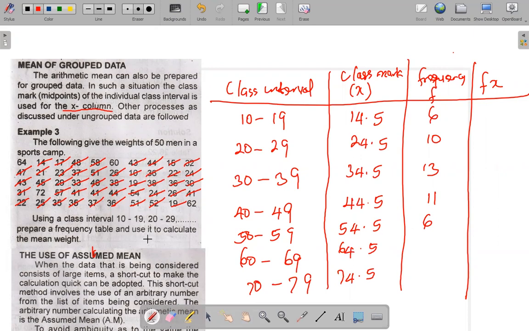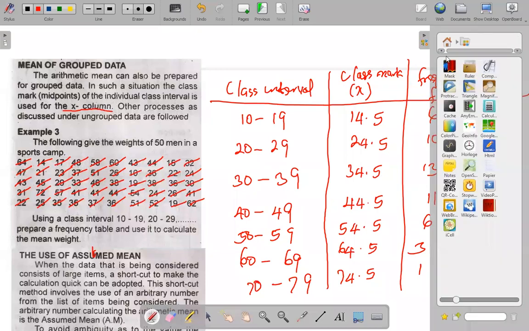And 60 to 69. 1, 2, and 3. Finally, 70 to 79. Only 1. So fx will be 14.5 multiplied by 6, 24.5 multiplied by 10, 34.5 multiplied by 13, and so on and so forth. Let's get to the calculator and do that.